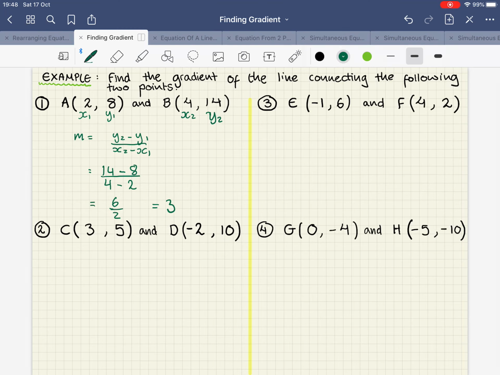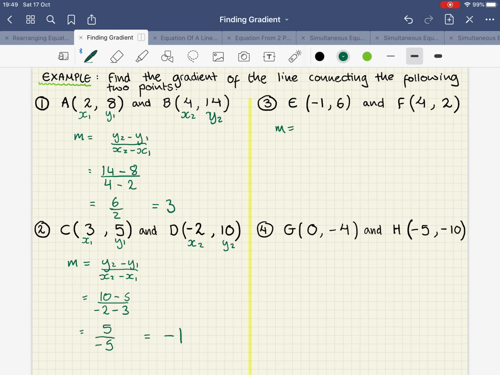Alright, so the next 2 points then. Again, writing out my formula, I've got y2 minus y1 over x2 minus x1. So I've got x1, y1, that'll be x2, y2. So it's going to be 10 take away 5 over minus 2 take away 3. So that's going to be 5 on the top over negative 5. 5 divided by negative 5 is just going to be negative 1.